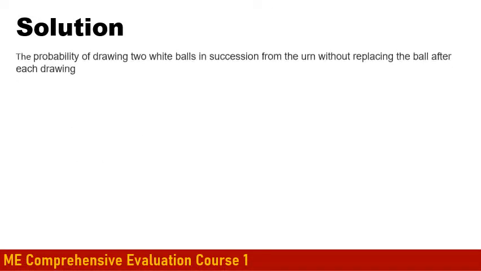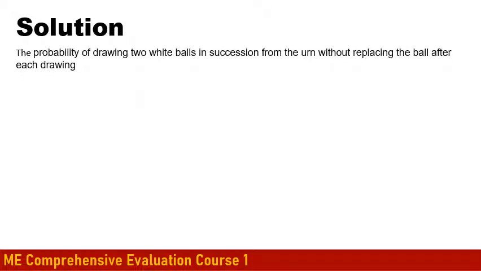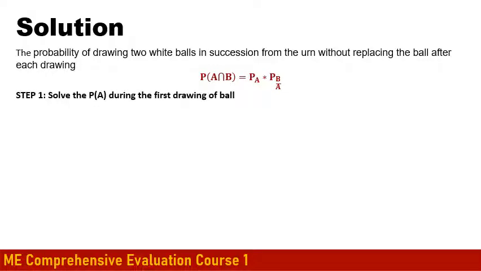That is why we can use the conditional probability. The probability of drawing 2 white balls in succession from the urn without replacing the ball after each drawing would be the probability of A times the probability of B when A has already happened. So in dealing with this kind of problem, we will solve each of these quantities separately.